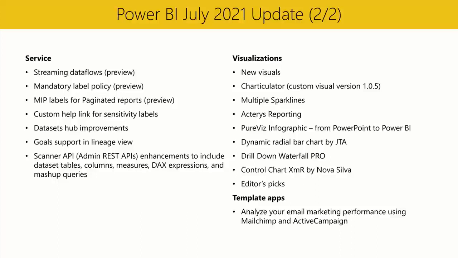the Drill Down Waterfall Pro visual by Zoom Charts, the Charticulator visual, and the Control Chart XMR by Nova Silva BV. This month's editors' picks are the Go-To Stratum visual by Sylvan Software Inc., the Packed Bubble Chart by XViz, the Multiple Sparklines visual by excelandaccess.com, the Bowtie Chart by Mac Software, and the Ultimate Variance Chart by DataViz Boutique GmbH. You can find these editors' picks and all of the other mentioned visuals on AppSource.